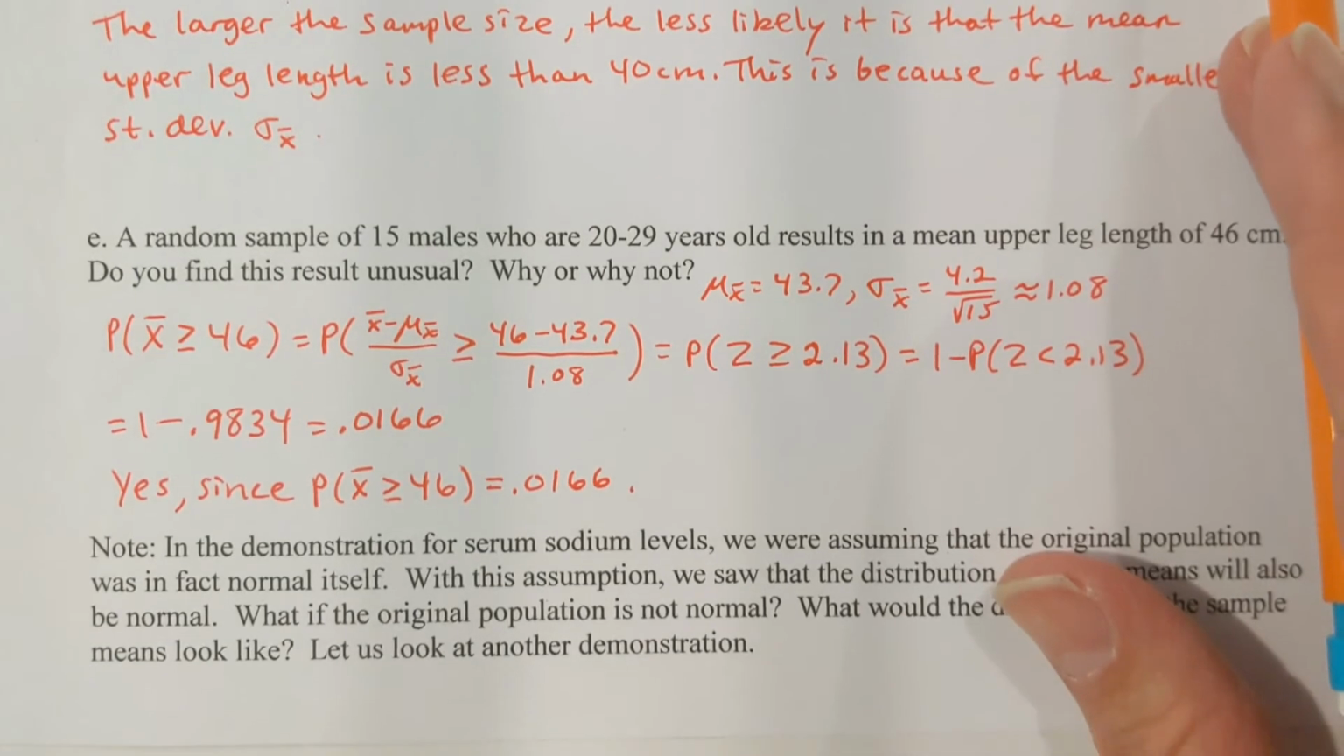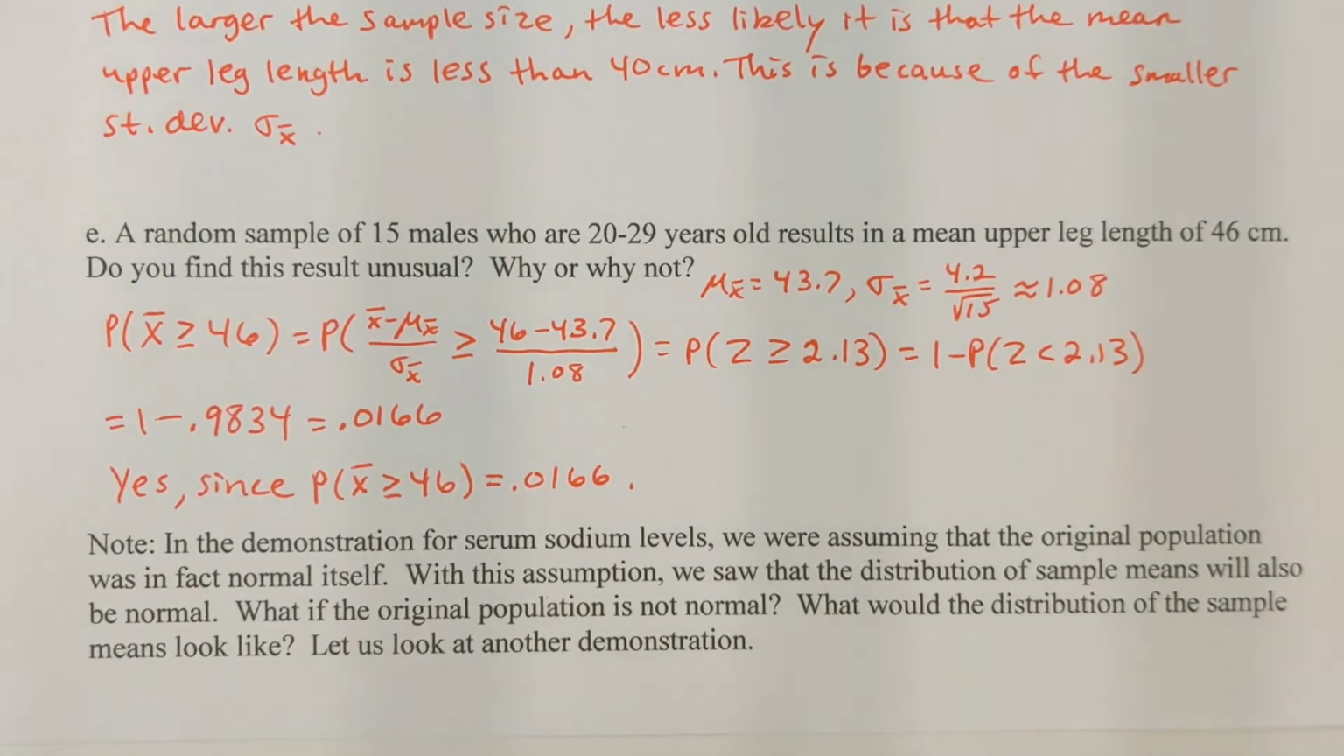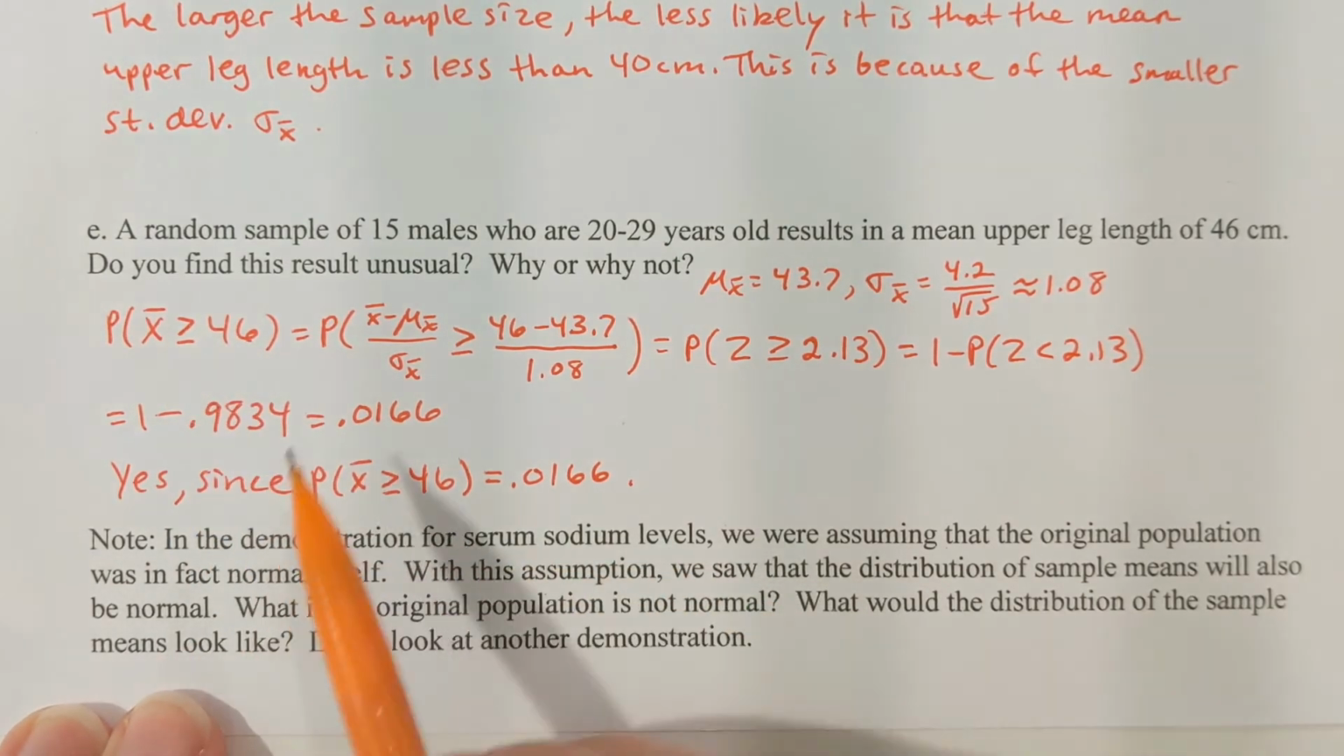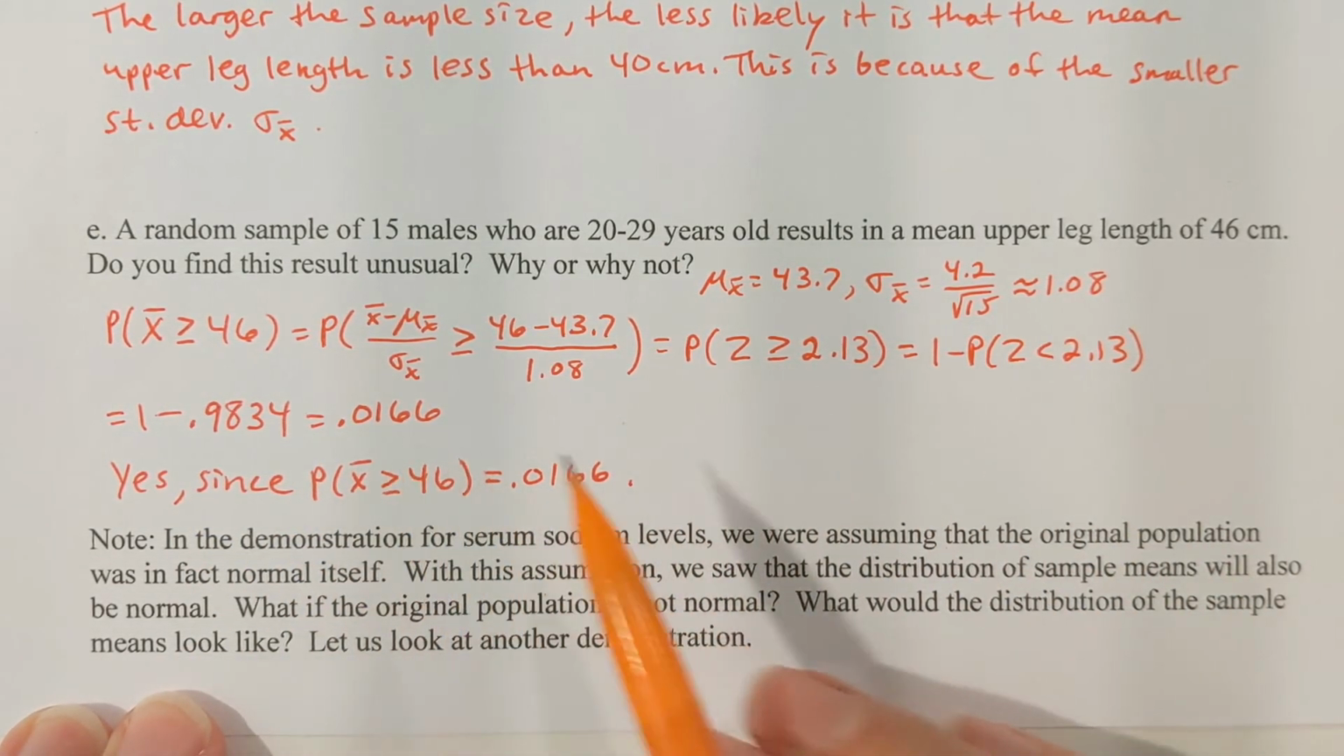Let's take a look at Part E. It says a random sample of 15 males who are 20 to 29 years old results in a mean upper leg length of 46 centimeters. Do you find this result unusual? Well, let's find the probability that the sample mean would be some number that is 46 centimeters or more, and then we can state whether that would be unusual based on our number.